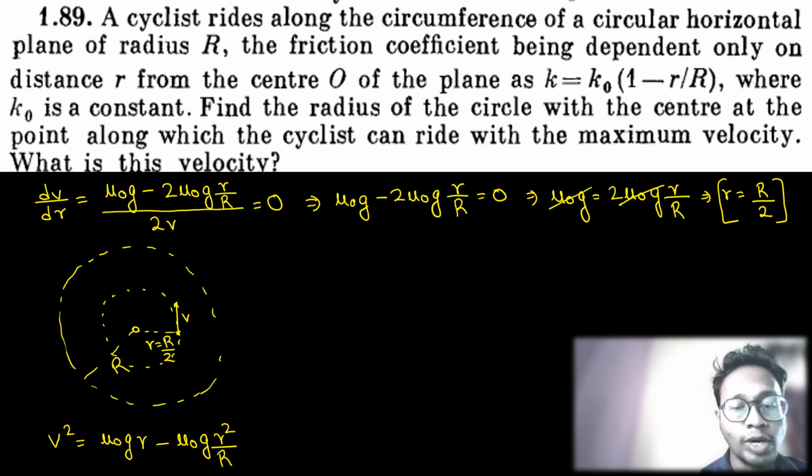So what is this velocity? The second part of the question is what is this velocity? The equation of velocity is this one. So we simply plug in the value of small r as capital R by 2 and get the answer.